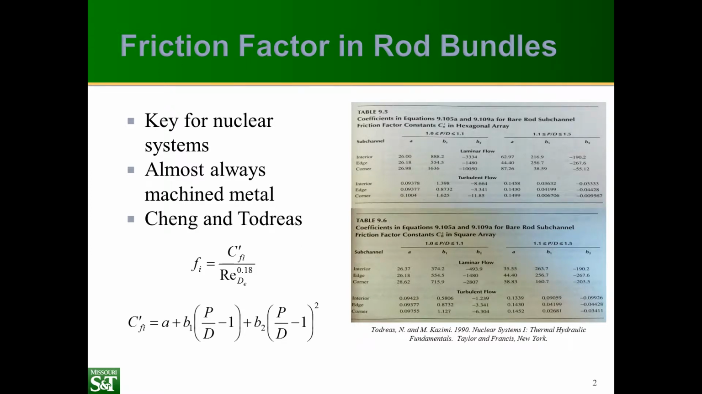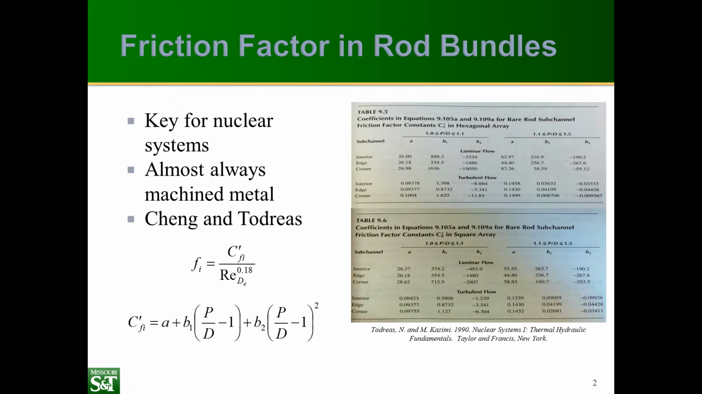This is a little bit easier than some other systems because the rod bundles are almost always made out of a machined metal surface, and the roughness on that surface depends on the machining process rather than the material. So the surface roughness is almost always the same, regardless of what kind of rod bundle you're looking at. So what we can do is absorb the surface roughness into some empirical constant, and we don't have to model it explicitly. So that helps simplify the form of the equations.